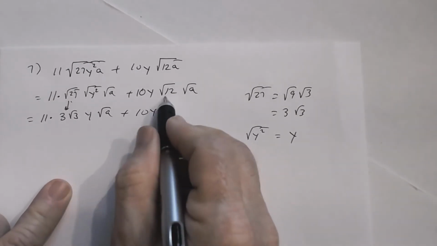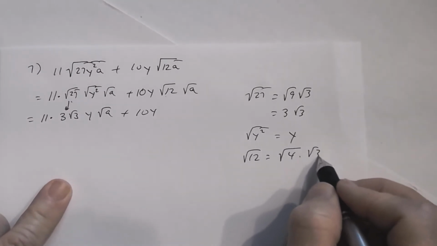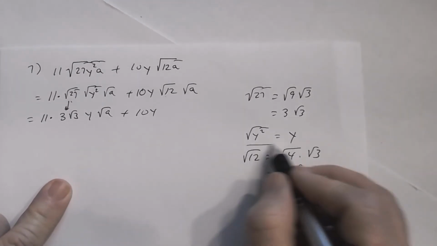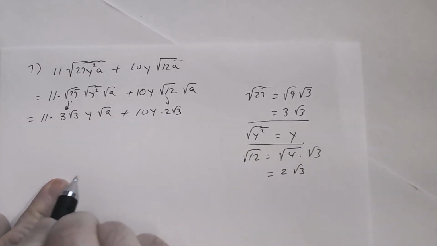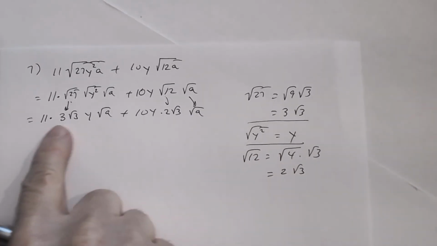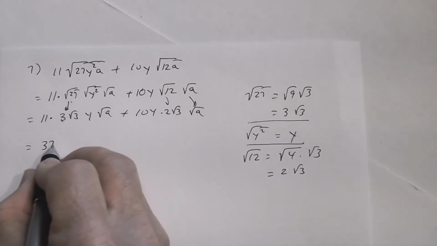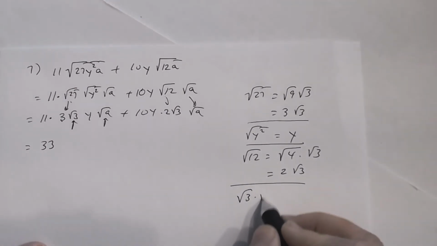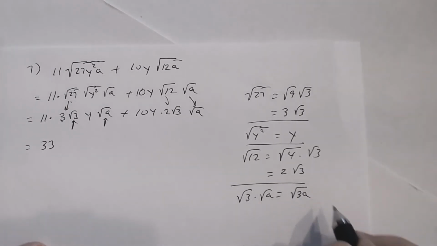Plus 10y. Now let's talk about the square root of 12. The square root of 12 is going to be the square root of 4 times the square root of 3, right? 4 times 3 is 12. And then the square root of 4 is 2, so that's 2 square root of 3. Okay? And so this right here would be times 2 square root of 3. And then I cannot simplify the square root of a, so I'm going to rewrite it. Okay, now let's try and simplify this a little bit further. 11 times 3 is 33. The square root of 3 times the square root of a. So remember what I'm asking. The square root of 3 times the square root of a, I can write as 1 square root. And what is it? The square root of 3a.